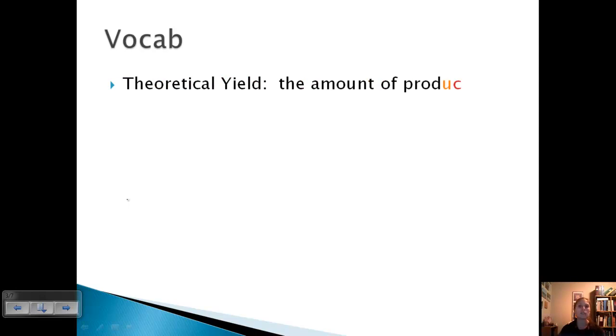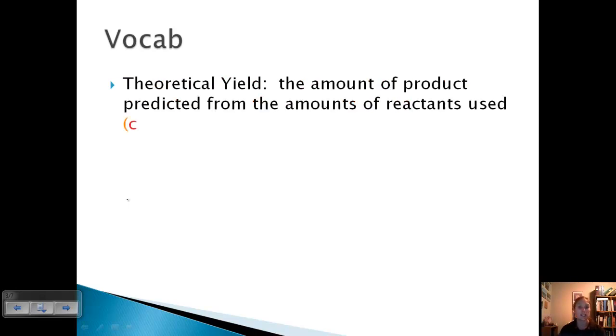So let's do a little bit of vocab, since we're going to talk about percent yield. Well, if you think about percent, it's like your grade. It's your points over the total. And we have two different kinds of yield. The first one is theoretical yield. Remember, if you yield something, it's the amount of product produced. So theoretical yield is the amount of product that's predicted from the amounts of reactants used.